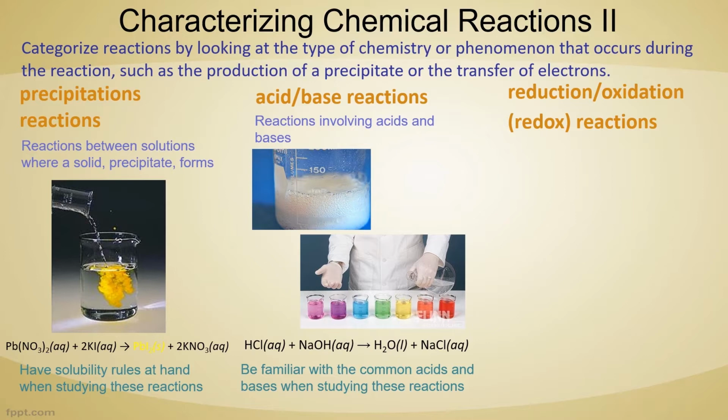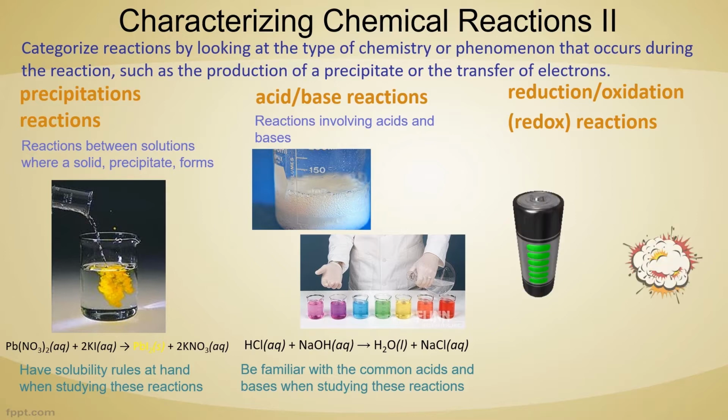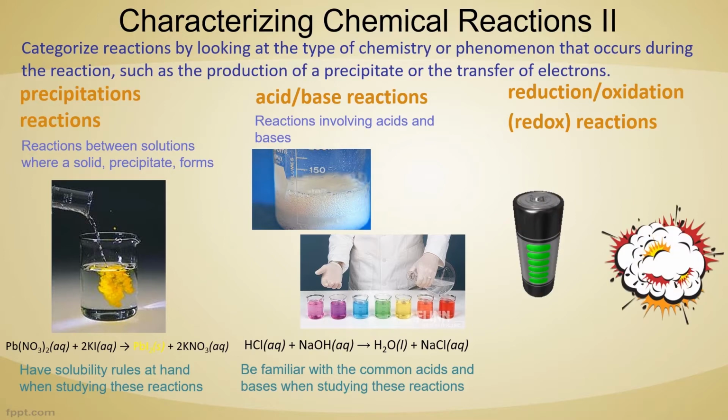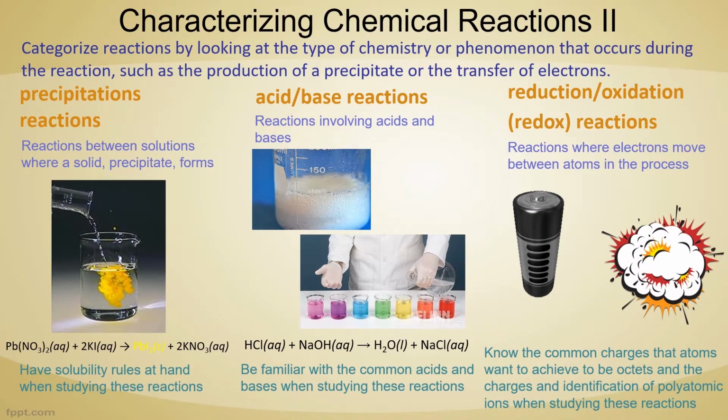The last chemical process we'll cover in this lecture series is the oxidation-reduction reactions, or what we call redox reactions. This reaction type occurs when electrons move between atoms in a chemical process. To quickly identify these reactions, we must have a solid grasp of the common charges that atoms tend to want to achieve to be octets, and have a very solid grasp on the charges and identification of polyatomic ions. When we see any of these charges changing, we know we have an oxidation-reduction reaction.